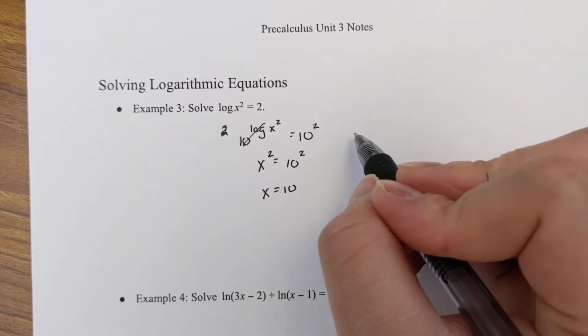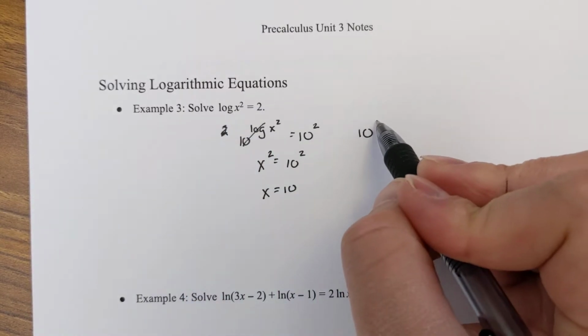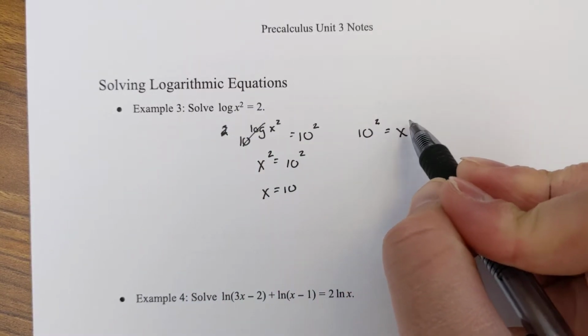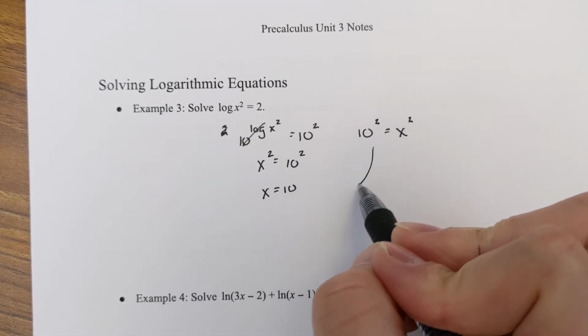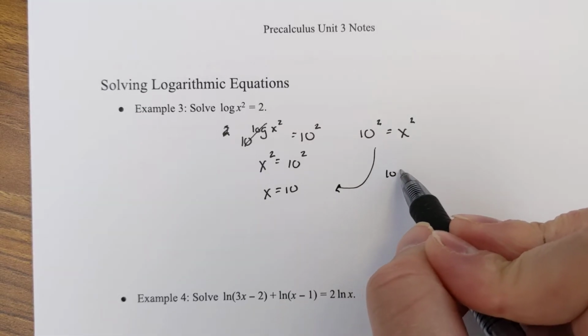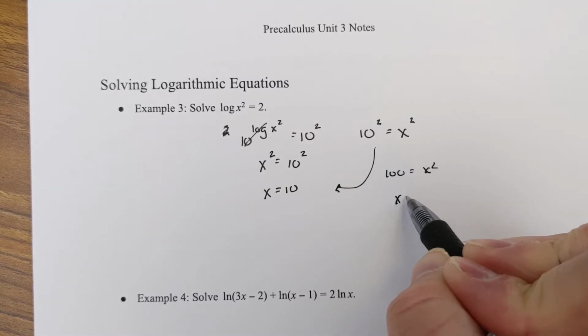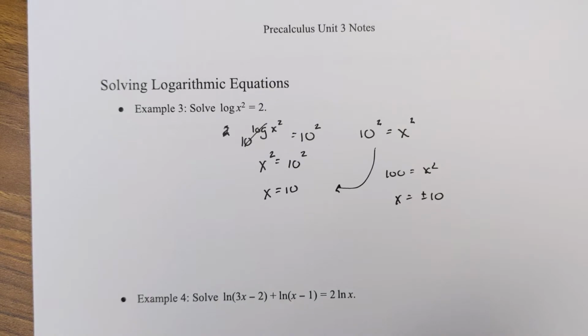The other way to think about it is the base is 10, the number to the right is 8. So you can get there just the same way. So these two things are equal, so you'd end up there. 100 equals x squared, so x is equal to plus or minus 10.